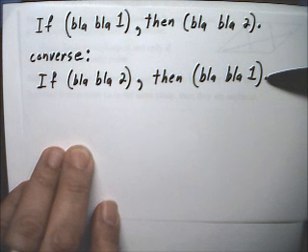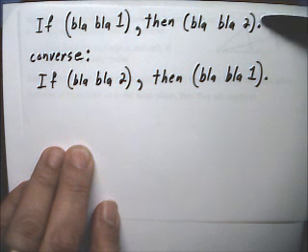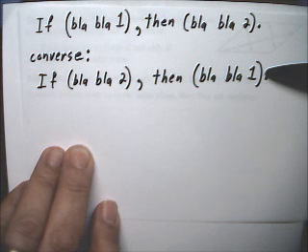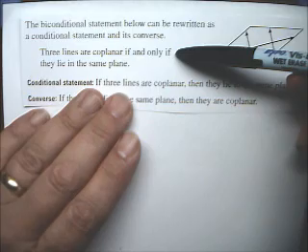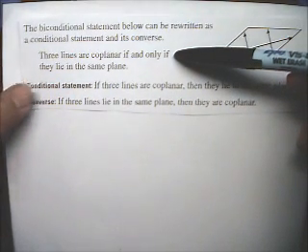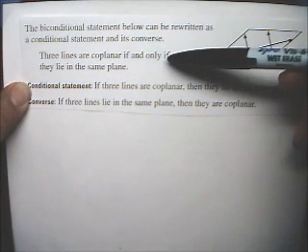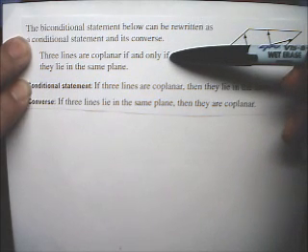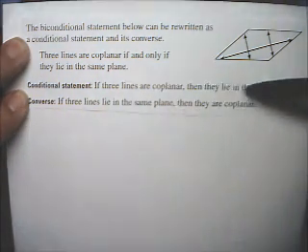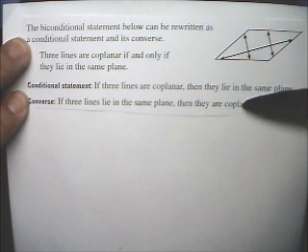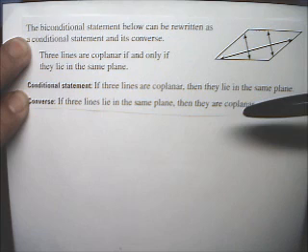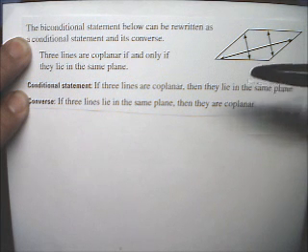But sometimes it is. And if both the positive and the converse are true, that's a special circumstance called a biconditional. And the biconditional is the if and only if. And that's why they divided this biconditional statement into the regular conditional statement and the converse. And if both of these are true, then the biconditional statement is also true.